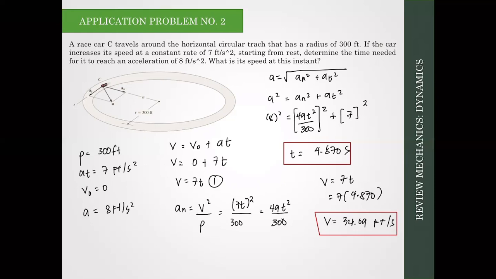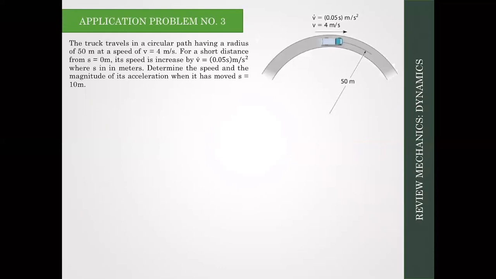Okay? Then last, we have here, a truck travels in a circular path having a radius of 50 meters at a speed of v is equals to 4 meters per second for short distance. From s is equals to 0. Its speed is increased by v dot is equals to 0.05 s meter per second squared, where s is in meters. Determine the speed and the magnitude of its acceleration when it has moved s is equals to 10 meters. Okay.